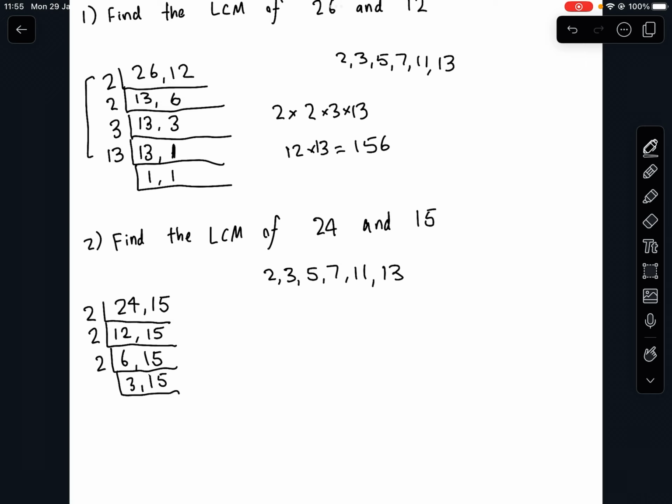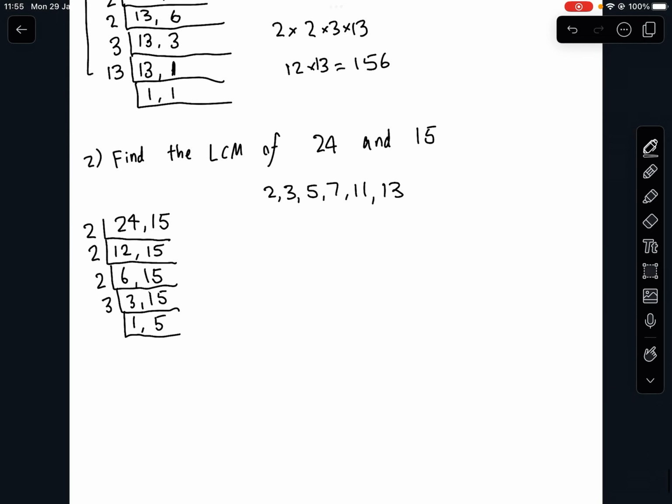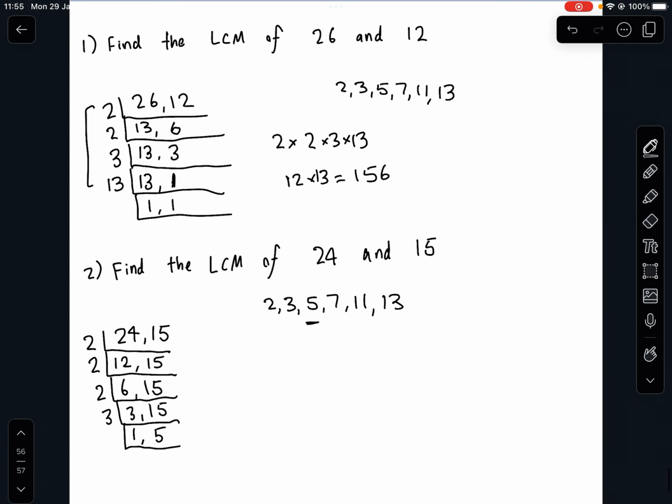Now 2 does not work anymore, since they're both odd numbers, so they're obviously not divisible by 2. Is any one of them divisible by 3? Yes, both of them are divisible by 3. So 3 divided by 3 gives us 1. 15 divided by 3 gives us 5. Now we just have 5 left, and we know 5 is a prime number. So we divide it by 5. And now we get 1, 1.